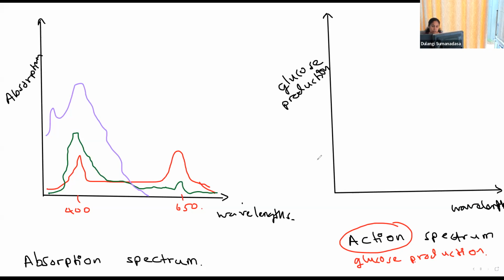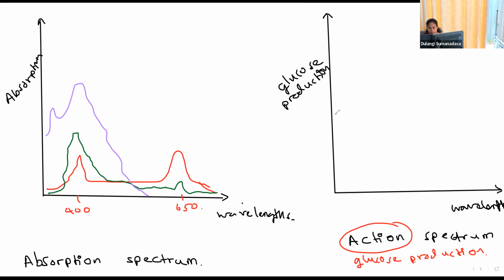So the total glucose production is the combination of every single absorption. As an example, look at this. Around 400 nanometers, you can have a bigger photosynthetic output because there are multiple pigments absorbing around this region. Then the glucose production will drop around the middle range and slightly go up at the end according to my graph, right? So that's what you're going to draw.